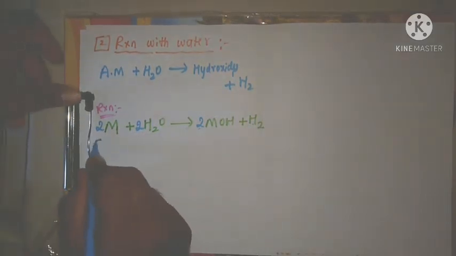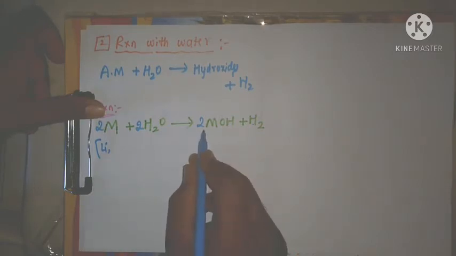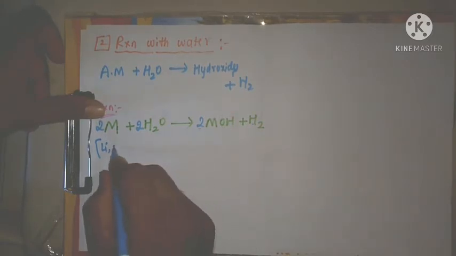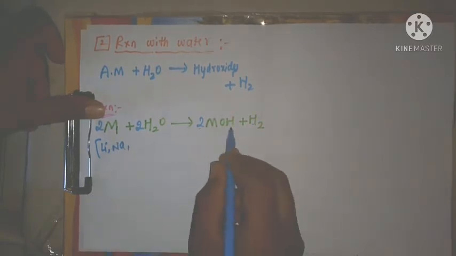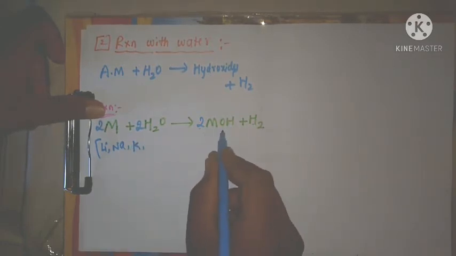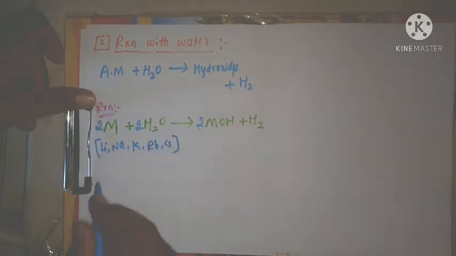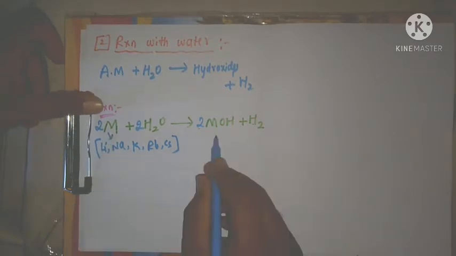If M is lithium, the corresponding hydroxide is lithium hydroxide. If M is sodium, sodium hydroxide. If M is potassium, potassium hydroxide. If rubidium, rubidium hydroxide. If cesium, cesium hydroxide. That depends upon the M.